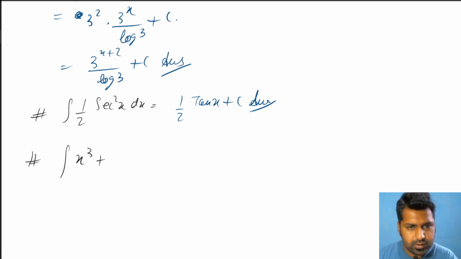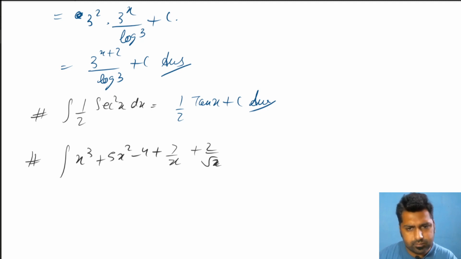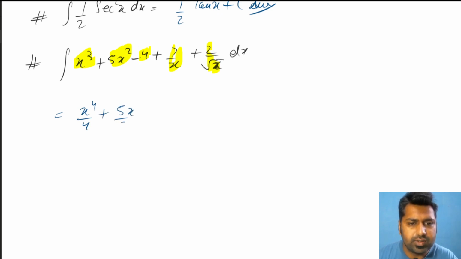Next: x cube plus 5x square minus 4 plus 7 by x plus 2 by root x dx. This is your question. Now integration can be split about plus and minus also, so you have to integrate each and every term separately. So x cube directly, increase the power, x raised to power 4 by 4, 5 x raised to power 3 by 3, minus 4.